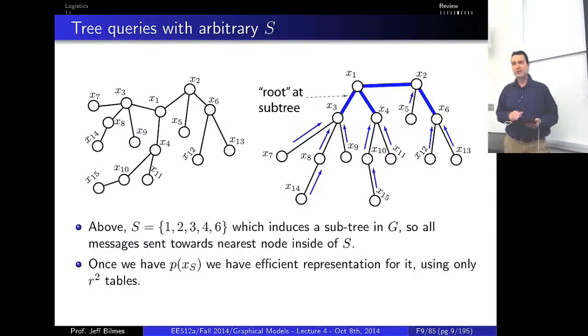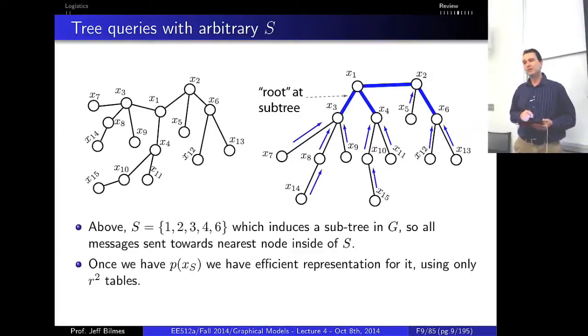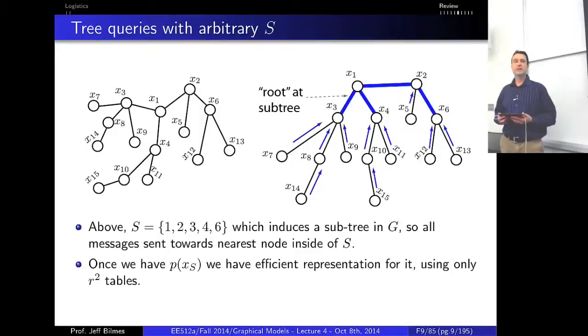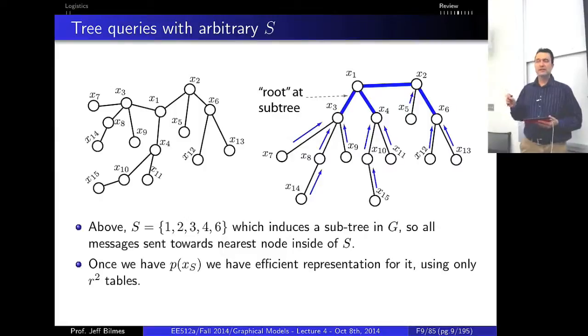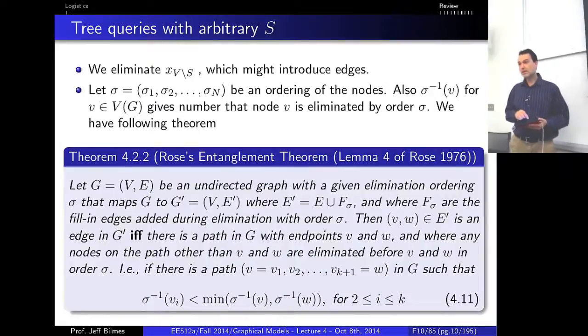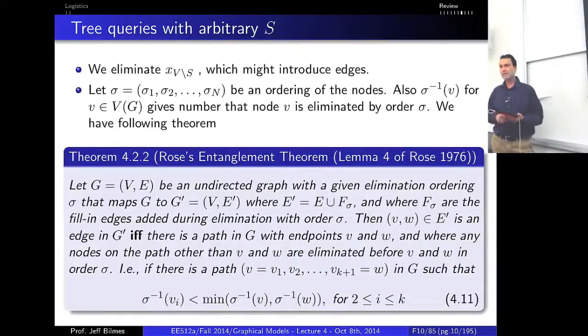We also talked about querying at an arbitrary S. If it was the case that S constituted a subtree of a tree, then that would be very easy. We would, in some loose sense, root the tree at the subtree and send messages towards that subtree. And then we would have a very nice representation of the set X_S that we're interested in. But in general, when we are interested in a query X_S where S is not a subtree, that induces additional edges in the graph. And that's a consequence of Rose's entanglement theorem, which we stated last time.